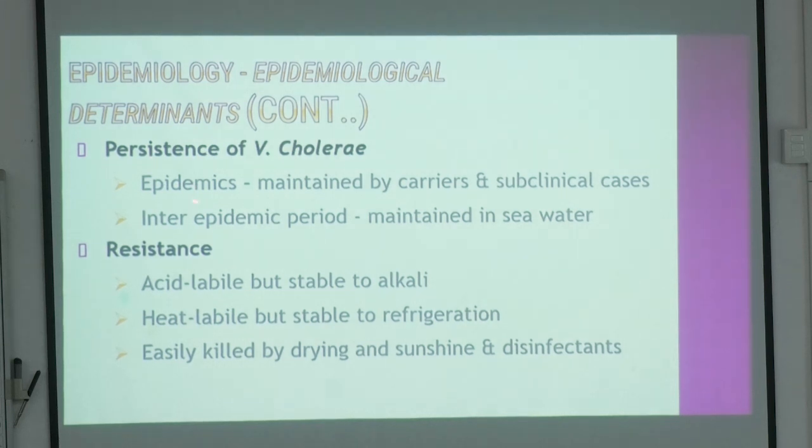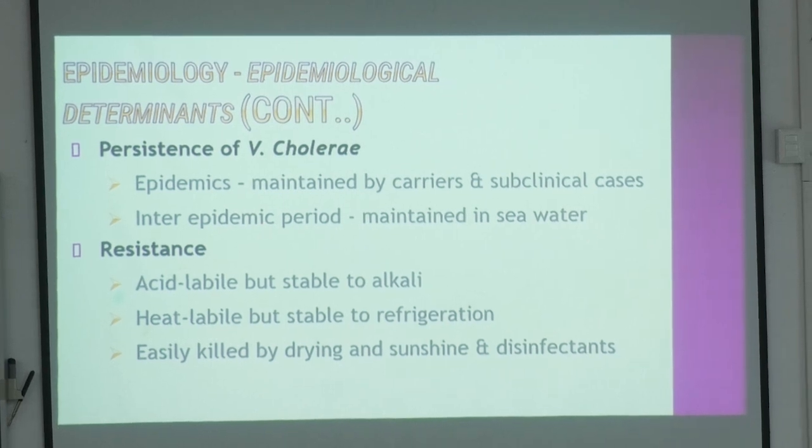Persistence of Vibrio cholerae: epidemics are maintained by carriers and subclinical cases. In the inter-epidemic period, it is maintained in seawater. It is sensitive to acid but stable to alkali. It is heat labile but stable to refrigeration. It is easily killed by drying, sunshine, and disinfection.